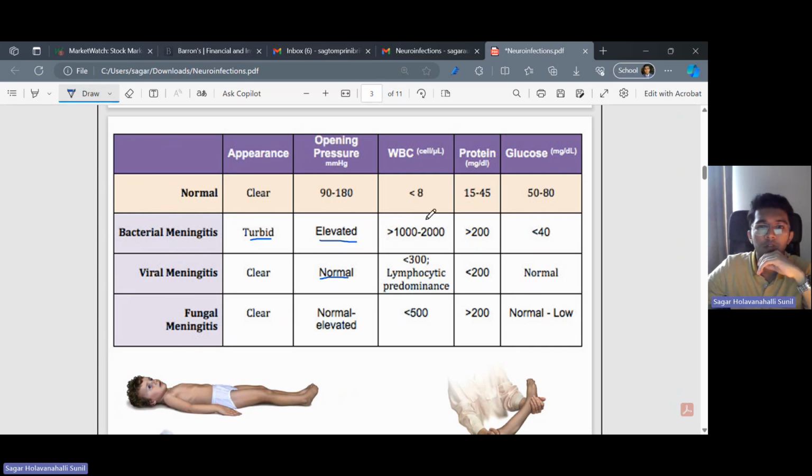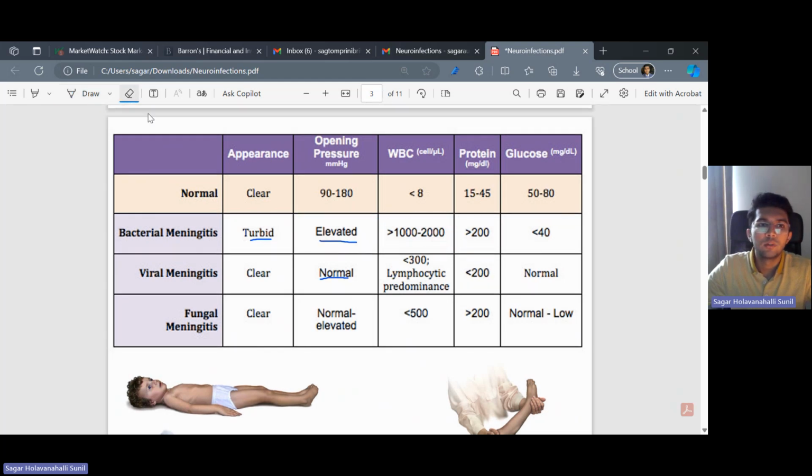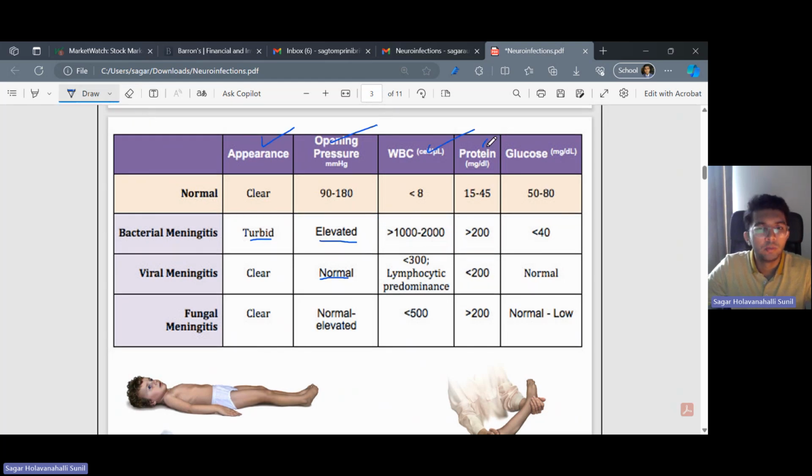Okay. Now WBCs, obviously there's going to be a lot, greater than 1000 to 2000. Viral, less than 300 usually. It's not as much as bacterial, but you have lymphocytes, because lymphocytes are the ones that mainly act against viral agents, right? So you're going to have lymphocytic predominance. Proteins in bacterial, it's going to be more than 200. In viral, it's going to be less than 200. Remember, every single one of these parameters is super important for you to know, okay? But it's logical, it makes sense.